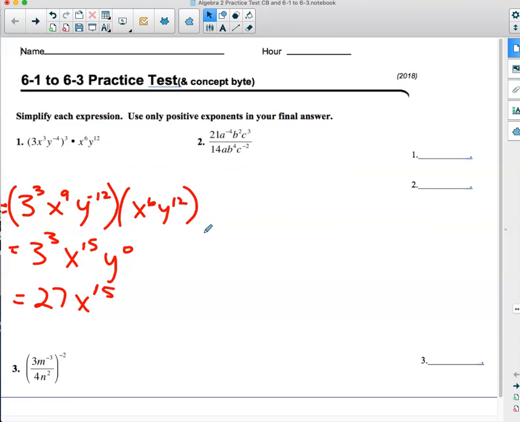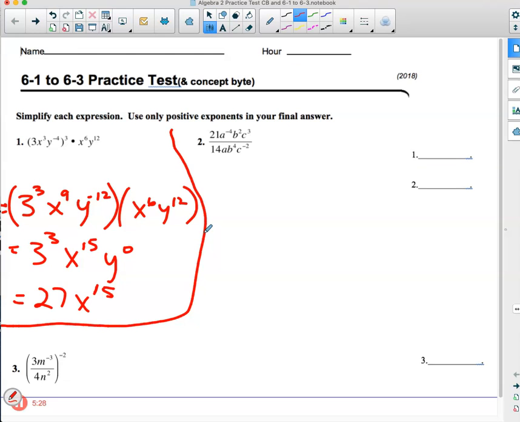Now, let's move on to number 2. In number 2, it's pretty obvious that we're supposed to do division. We see that this is a fraction. So start thinking, well, 21 over 14, I know how to reduce that. 7 will go into both of those, and 7 goes into 21 3 times, and into 14 twice. And then I have to figure out what to do with the rest of that. So for a second, I'm just going to leave that 3 halves.